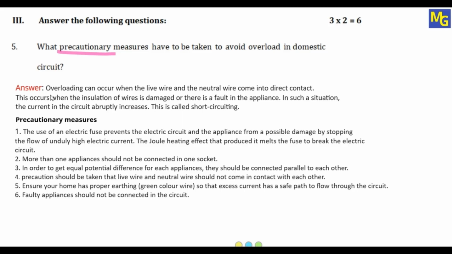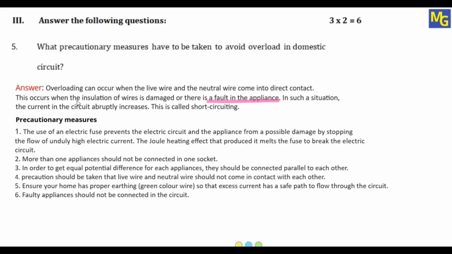So here you can see, first we will see what is overload. Overloading can occur when the live wire and neutral wire come into direct contact. You have already studied the electric circuit in domestic. In a domestic electric circuit, there will be one live wire and also a neutral wire. So if these both wires come in direct contact, then overloading will occur. This occurs when the insulation of wire is damaged or there is a fault in the appliances.